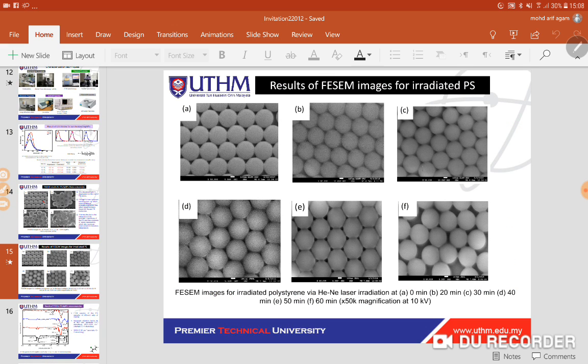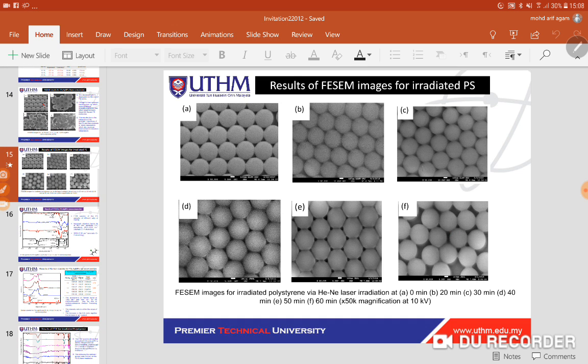And this is when we tried laser bombardment of polystyrene, just polystyrene. You can see the difference in colors only, while the shapes and the image of the size don't change much. So that is a little bit interesting to look at. I will try to explain to you later.